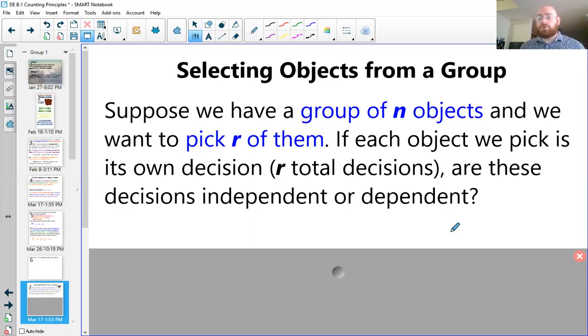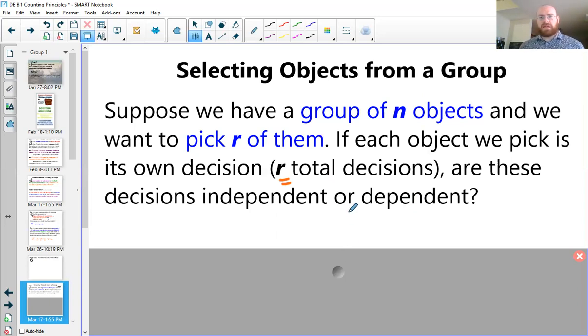That is where permutations and combinations come in, when we have multiple options and we are picking more than one of them. So suppose we have a group of n objects and we want to pick r of them. If each object we pick is its own decision, so there's r total decisions, are these decisions independent or dependent?